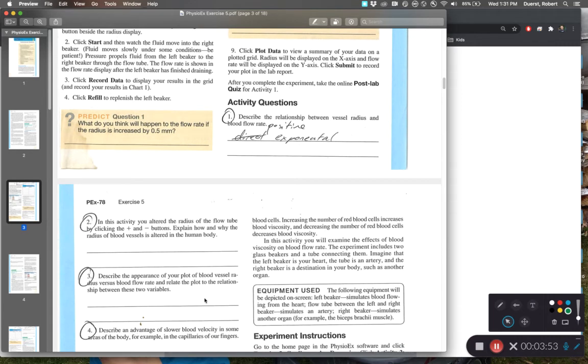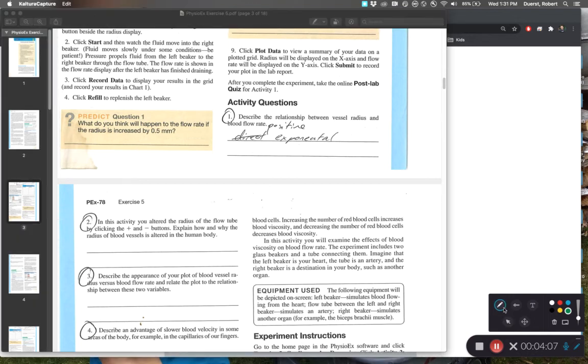Question number 4. Describe an advantage of lower blood viscosity or flow rate in some areas of the, I'm having a brain hiccup right here. It says velocity. I promise I can read. Velocity, not viscosity. Describe an advantage of slower blood velocity in some areas of the body. For example, capillaries of our fingers.